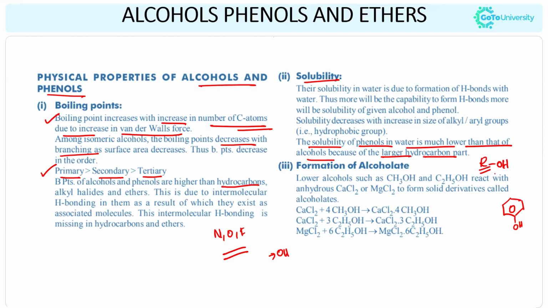Okay, that is the thing regarding the solubility of the alcohols and phenols. Fine. Next, we will move to the formation of alcoholate ion. When alcohols such as methanol, ethanol react with anhydrous calcium chloride or magnesium chloride, they will produce solid derivatives and they are called alcoholates.